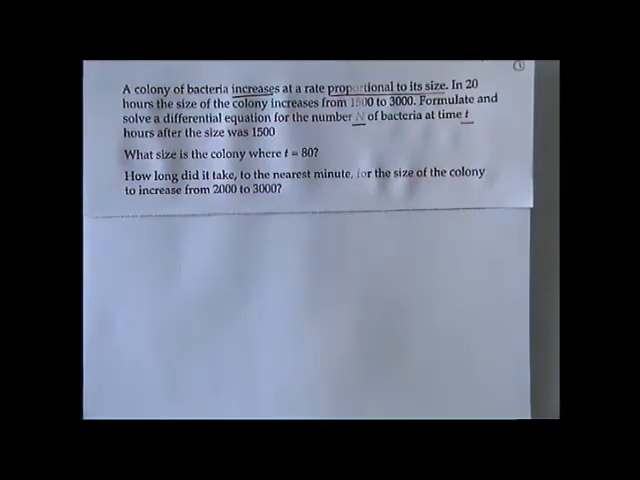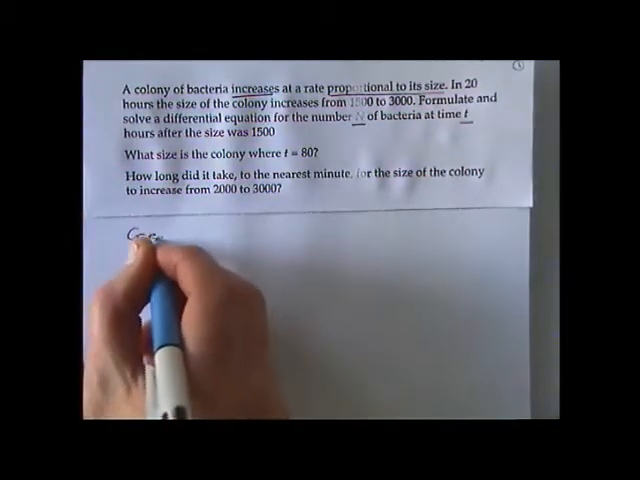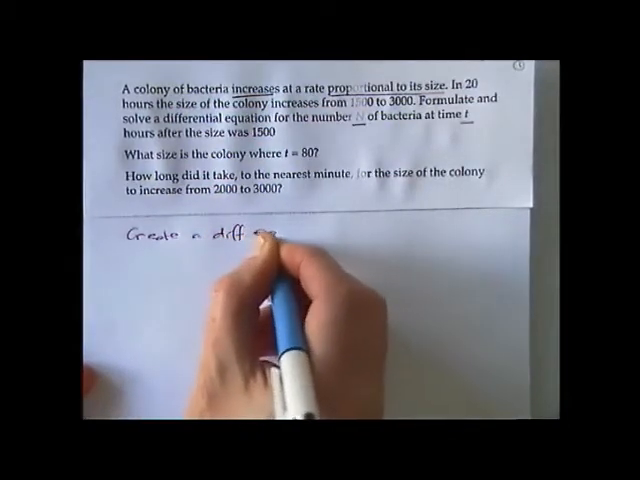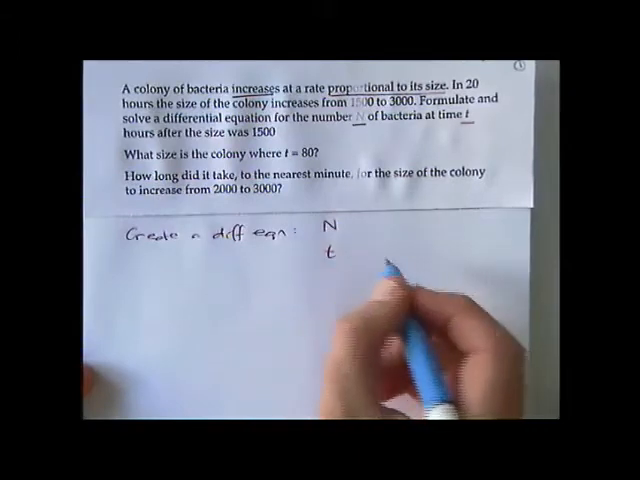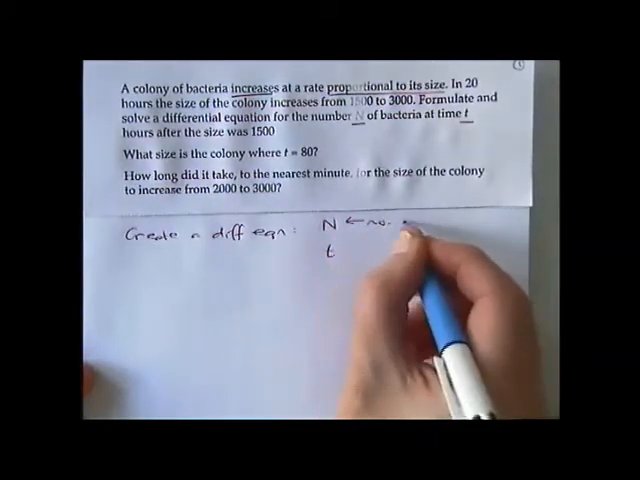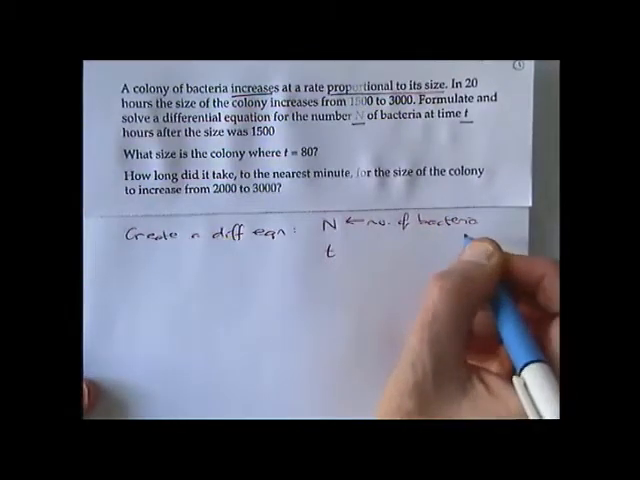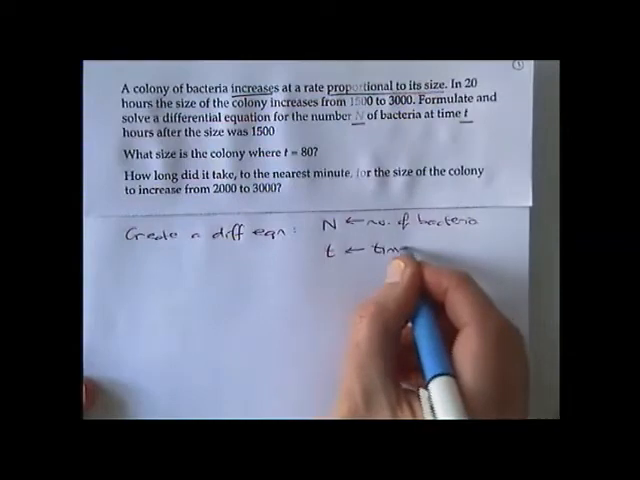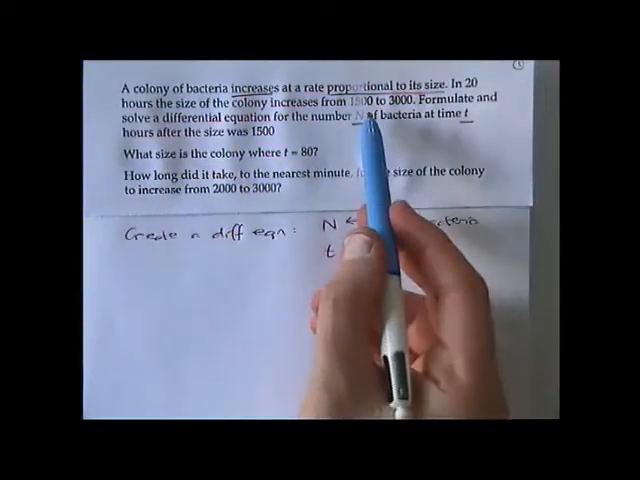So what we have got here is we have to first of all create, if you like, a differential equation. And that differential equation will be based on the letter n and the letter t, where n is the number of bacteria. And if I was doing an exam, I think I'd just write this down to help me focus on exactly what I'm doing. And t is going to be time. And actually it's time after the size was what it is to start with.